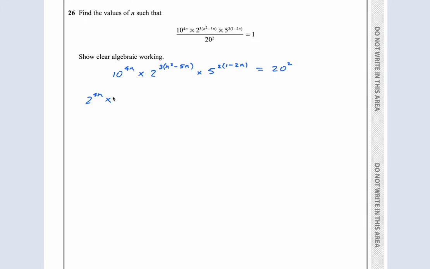times, well, let me put in an extra step, guys, just so we're super clear. This is 2 times 5 to the power of 4n times, this is 2 to the power of, well, I don't need to multiply it out yet, I might at some point. Let's just leave it like that for now. This is going to be 5 to the power of 2 times 1 minus 2n, that's fine.